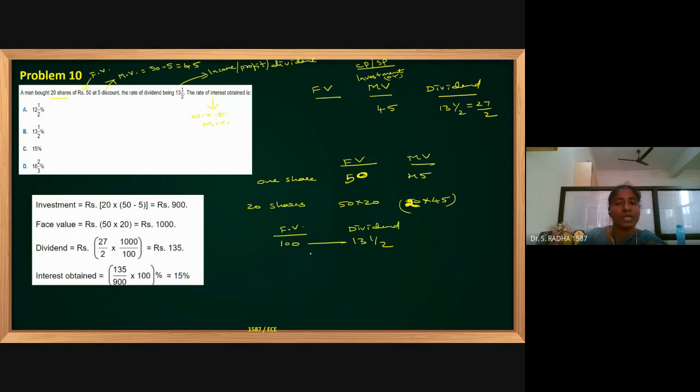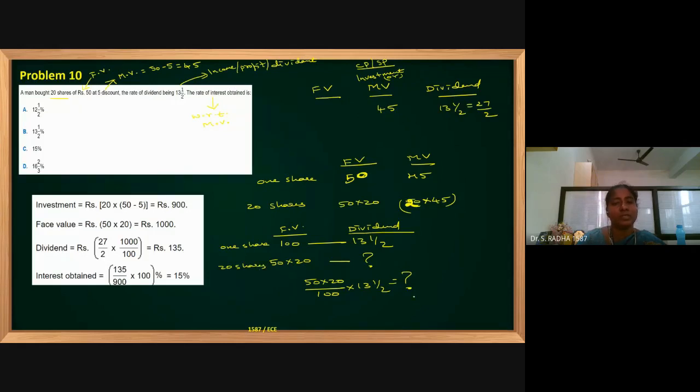Now what we have to calculate? Our face value is 50 into 20. What is the dividend or income? Dividend or profit or income. How to calculate this? 50 into 20 divided by 100 into 13 1 by 2 is the question mark value. This is for 1 share and this is for 20 shares.